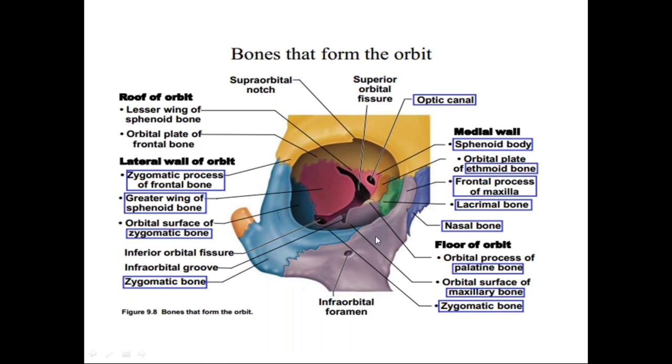Now floor. Floor medially is formed by the orbital surface of maxillary bone, laterally by the orbital surface of zygomatic bone. Both the bones, zygomatic and maxilla, contribute to the floor. Coming to the lateral wall, the lower half is formed by the orbital surface of the zygomatic bone, and the upper part of the lateral wall is formed by the zygomatic process of frontal bone. So these are the bony boundaries of the orbit.